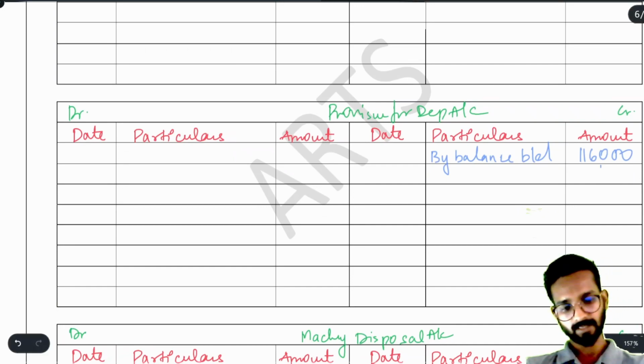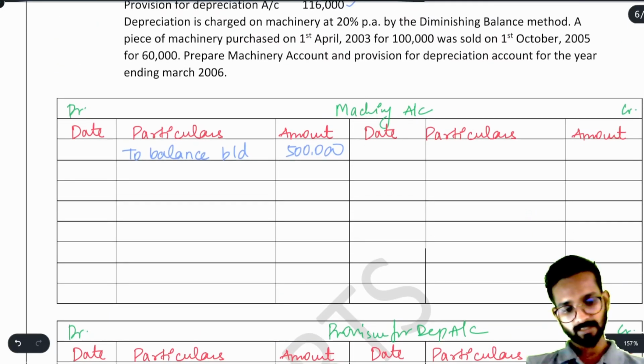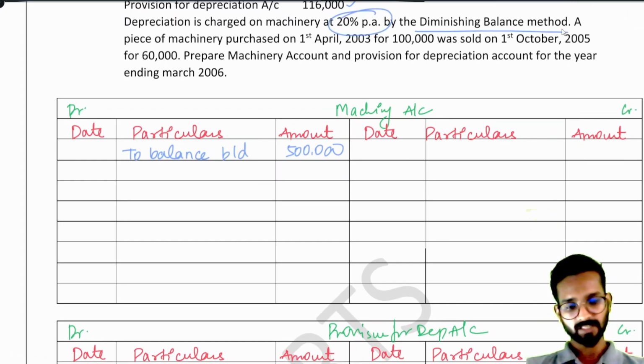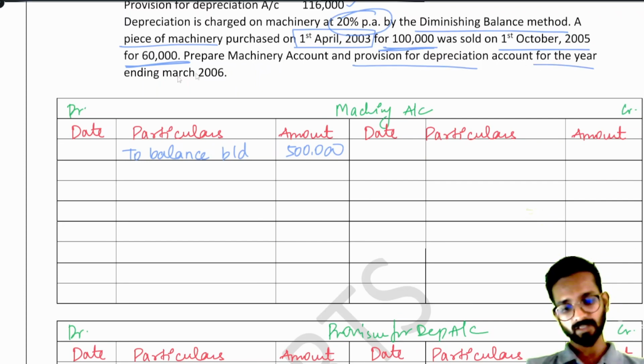Then after that, they say depreciation is charged on machine at 20% per annum by the diminishing balance method. A piece of machinery purchased on 1st April 2003 for 1 lakh was sold on 1st October 2005 for 60,000. Prepare the machinery account and provision for depreciation account for the year ending March 2006.